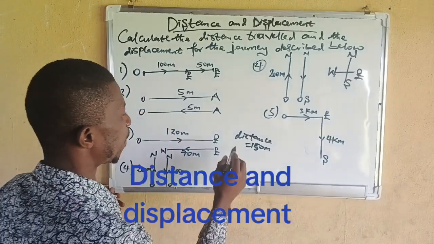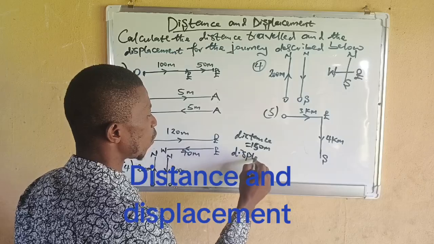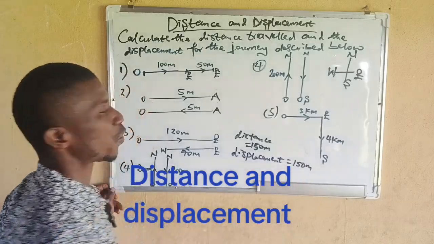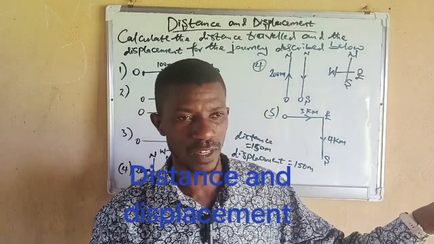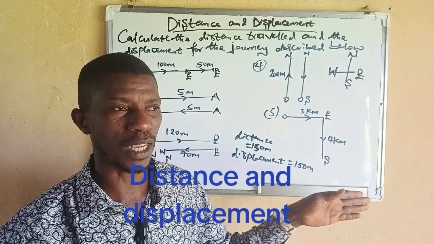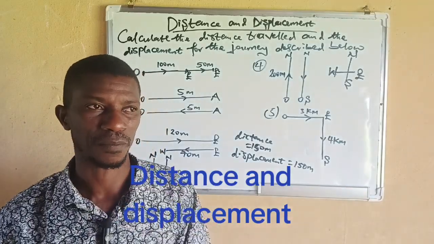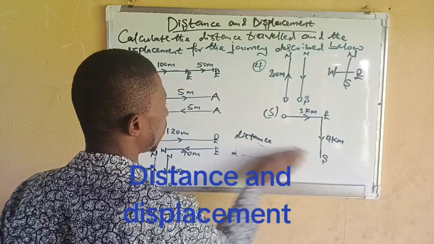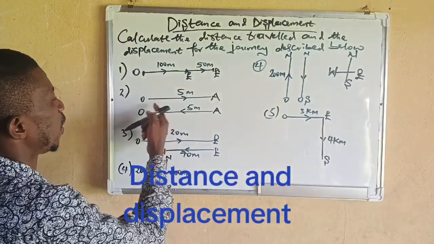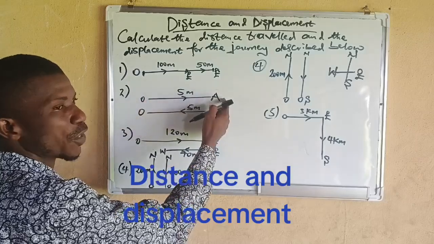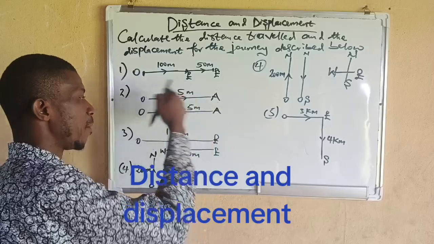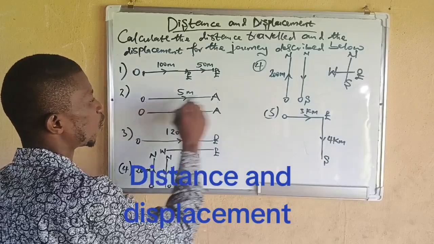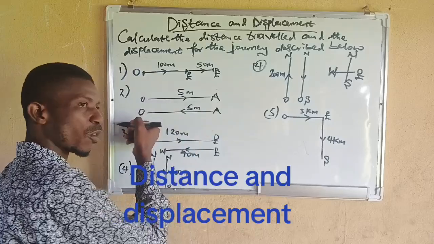So the displacement is also 150 meters. So if a body is traveling along a straight line, both the distance and the displacement have the same value. Okay, now let us see the second case, where we have this body. This body is traveling from this point to point A, and moves from point A back to the initial point. It moves from point O towards the east, then from the east towards the west.